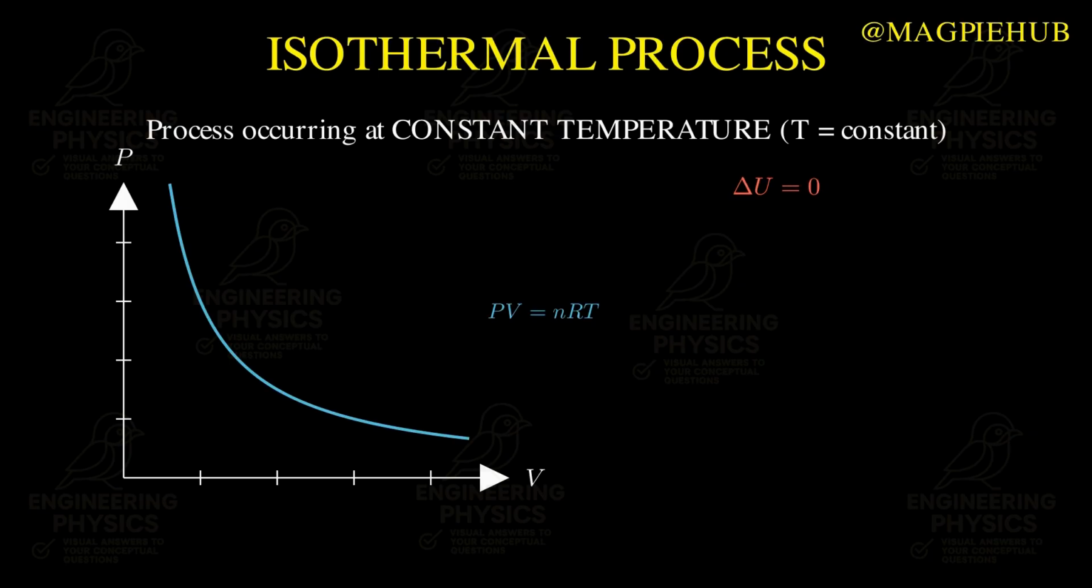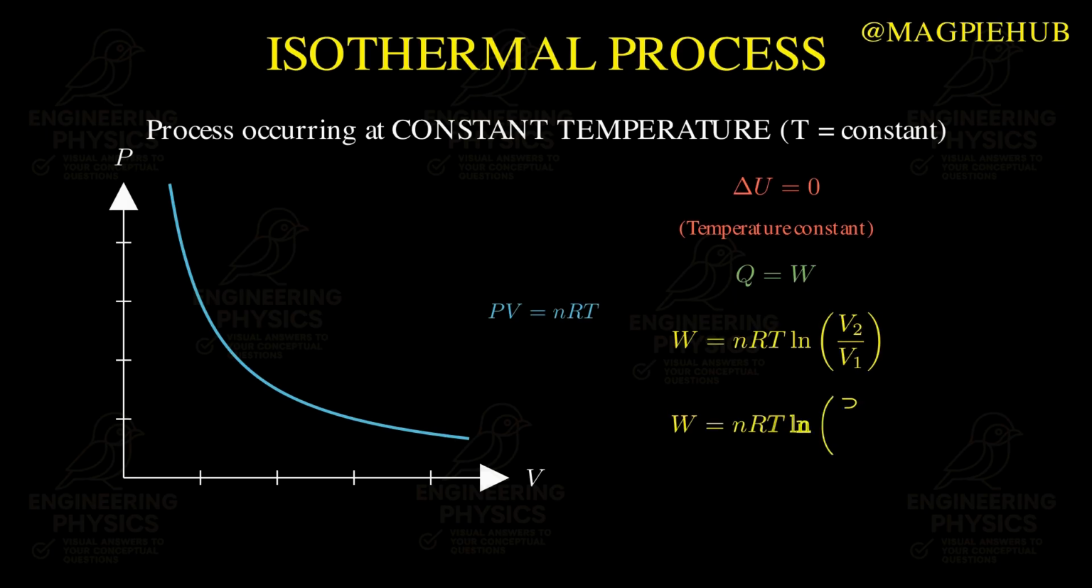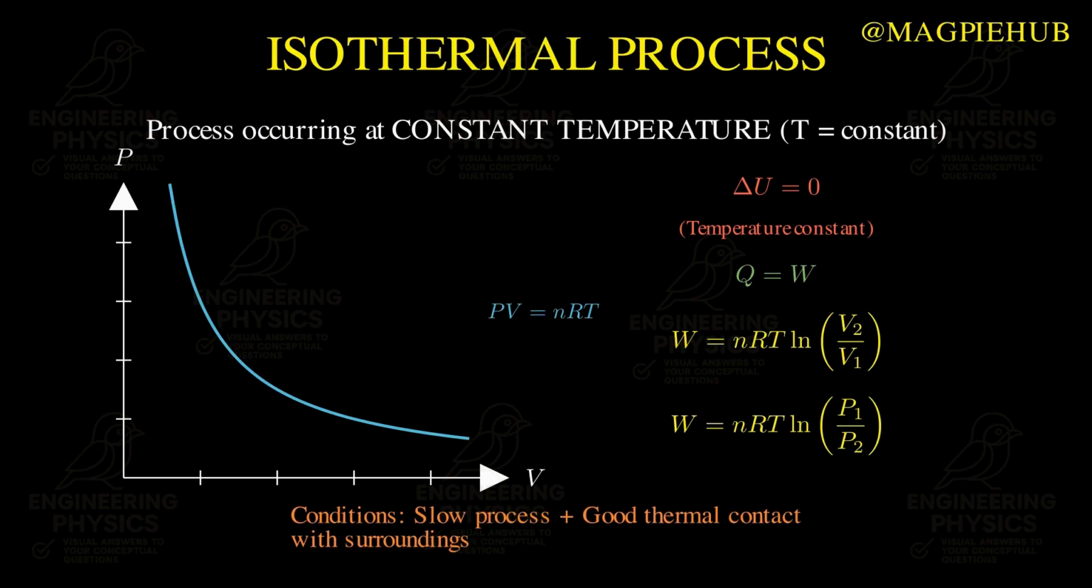The work done is given by W equals nRT ln V2 by V1. On PV diagram, isothermal process is represented by a rectangular hyperbola because PV equals nRT is constant. For isothermal process to occur, the system must be in good thermal contact with surroundings and the process must be very slow.